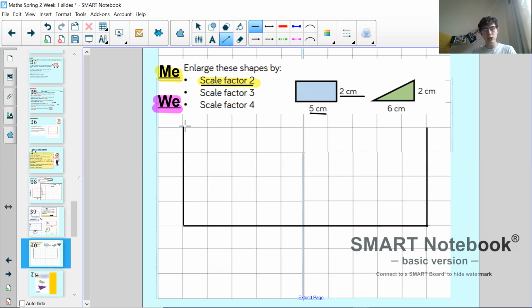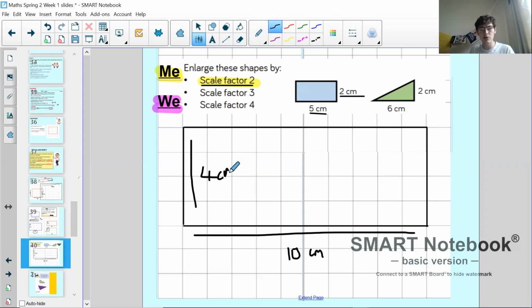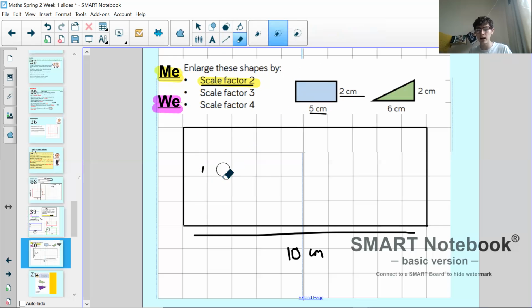Okay, so this really isn't that tricky. Enlarging by scale factor 2, just doubling it. And then we've got our line along here as 10 centimeters. Remembering to always label and use our units. Okay, and then we've got our length along here as 4 centimeters. Okay, so now we have successfully enlarged this rectangle by scale factor 2. So I'll rub this out. And then we will have a go at doing the triangle.